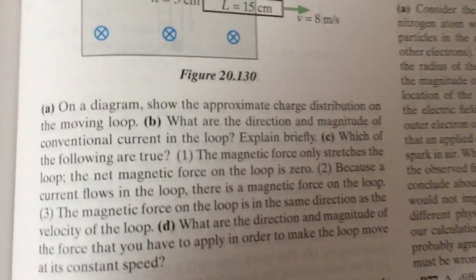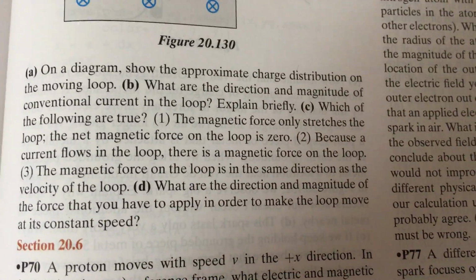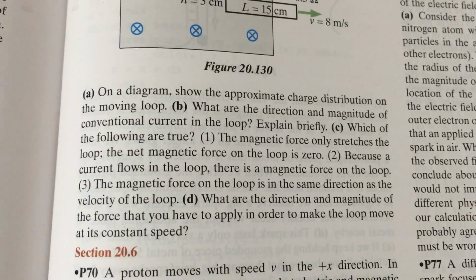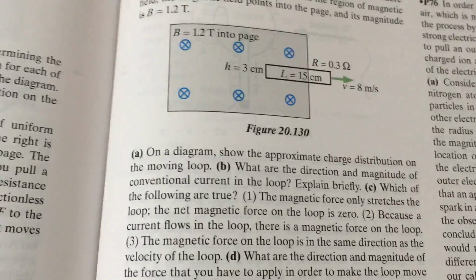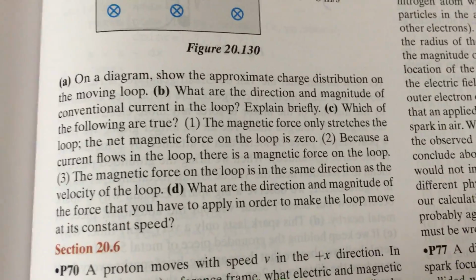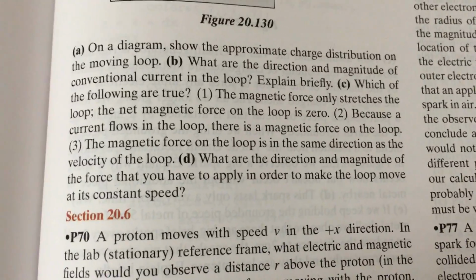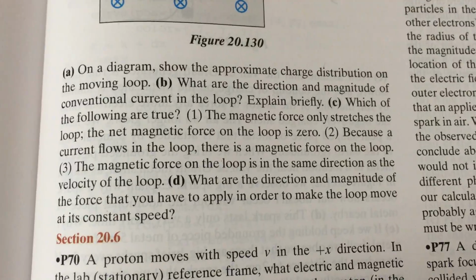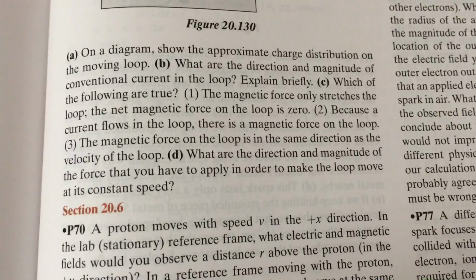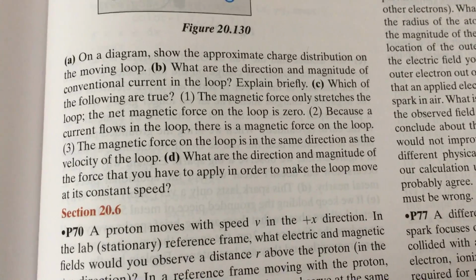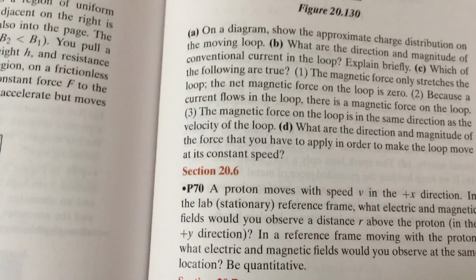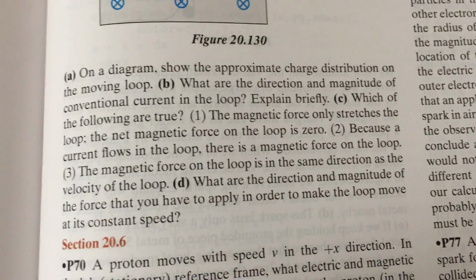The next question asks, which of the following is true? 1: The magnetic force only stretches the loop. 2: Because a current flows in the loop, there is a magnetic force on the loop. 3: The net magnetic force on the loop is 0. 4: The magnetic force on the loop is in the same direction as the velocity of the loop. 1 is false. The magnetic force does not stretch the loop. That's more of an EMF deal. 2 says, because a current flows in the loop, there is a magnetic force on the loop. That's true. And 3, the magnetic force on the loop is in the same direction as the velocity of the loop. No. The magnetic force is not in the direction of the velocity, actually.